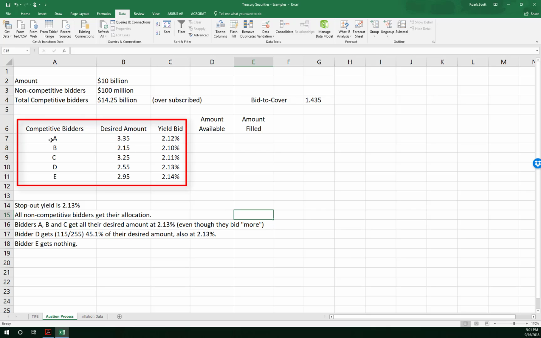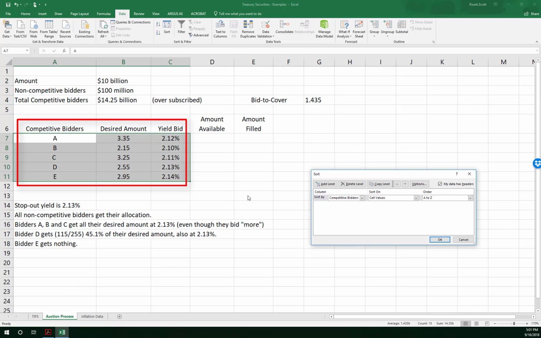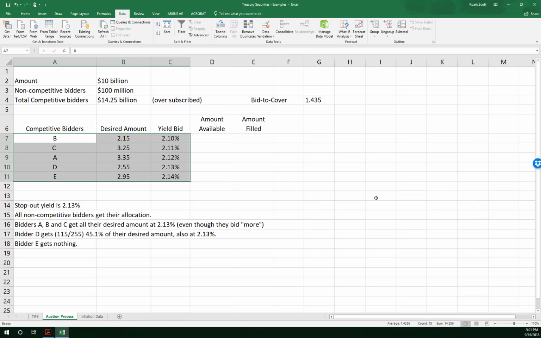So I'm going to go ahead and sort these real quick. I'm going to highlight them, go up here to data, do sort. Right now they're sorted by the group that they're in, but I want them to be by the desired yield, and I'm going to go smallest to largest. So we've got now these bids sorted in order. So group B is bidding the highest price, which is equivalent to saying that they're bidding the lowest yield. So they're going to get all that they want out of this auction. There's $9.9 billion available. They're going to get all of their $2.15 billion.